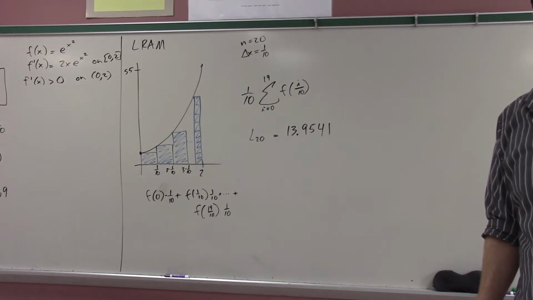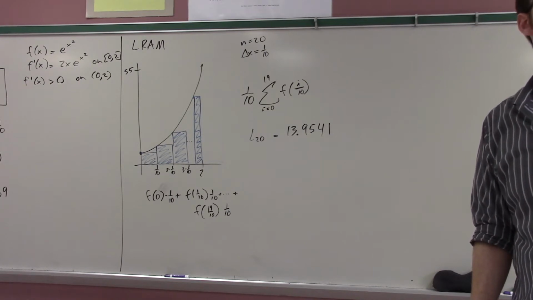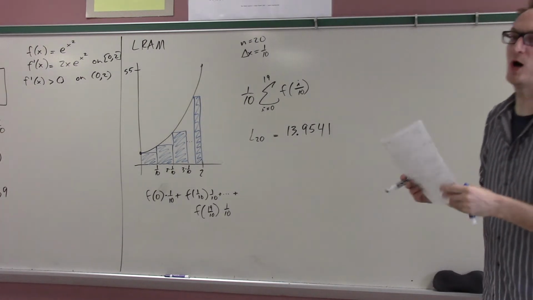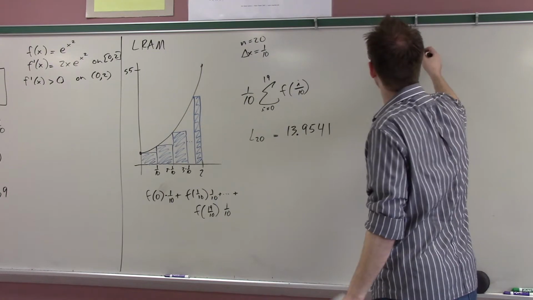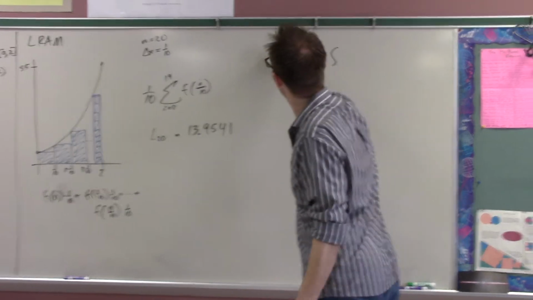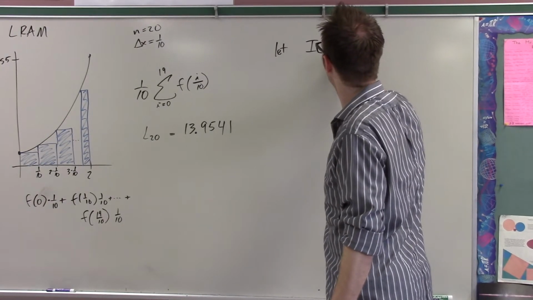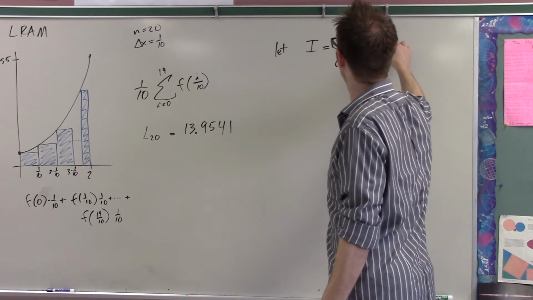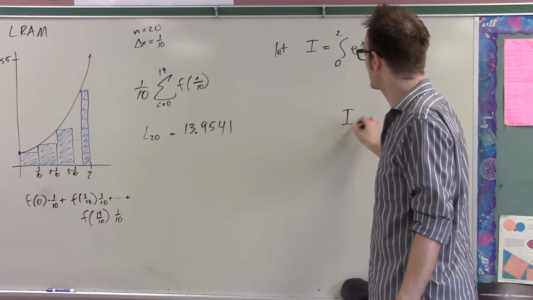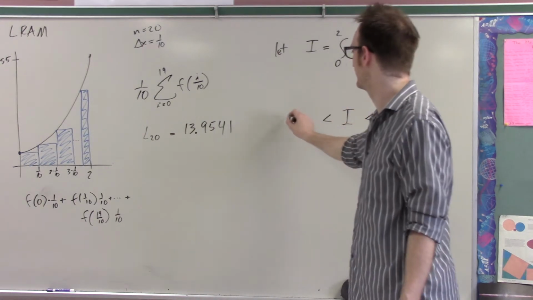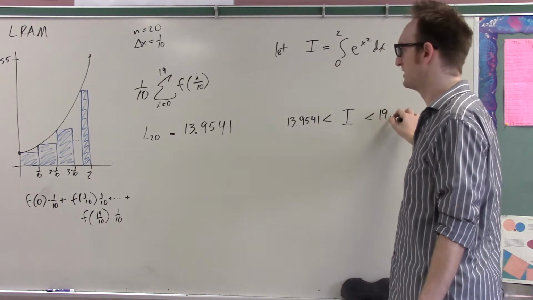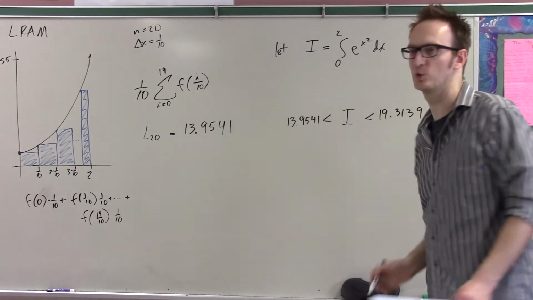Mr. Rose, go. I make a hypothesis. Yes. If we average the two in some weighted fashion. Yeah, okay, hold on, pause on that. I want to say one thing right now. It's standard to call the integral I. So let I be the integral from 0 to 2 of e to the x squared dx. There's one thing I can say now for absolutely sure, which is that the true answer lies somewhere in between 13.9541 and 19.3139. Is everyone cool with that?